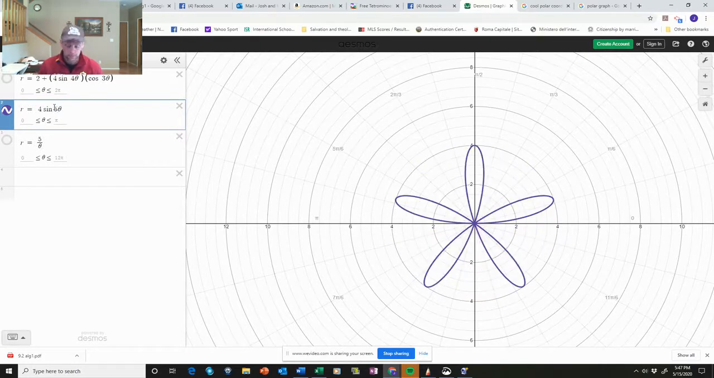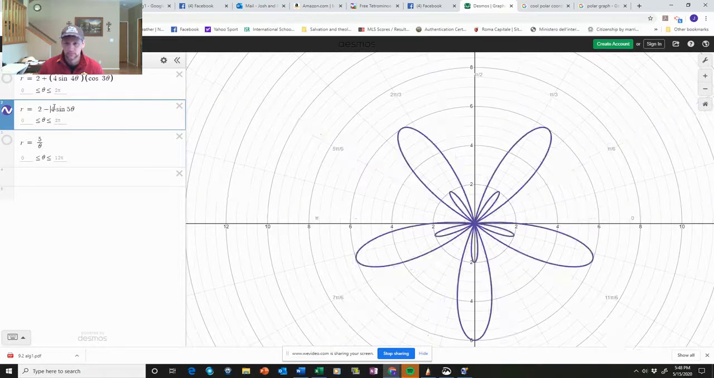So anyways, these are rose petals. And if you just want to play around with this, go ahead. See what happens if you put like a 2 minus in front of it. It doubles it. It gets really weird and crazy. But I'll let you play around with that.